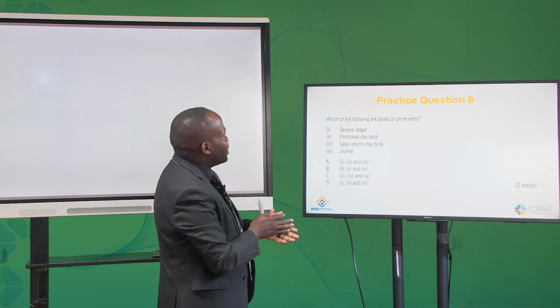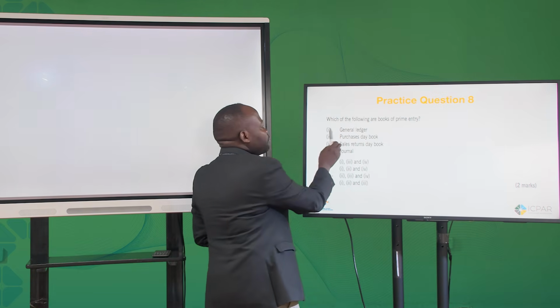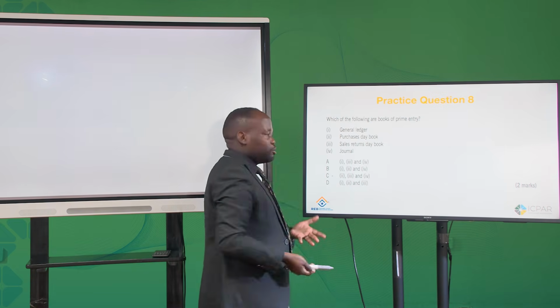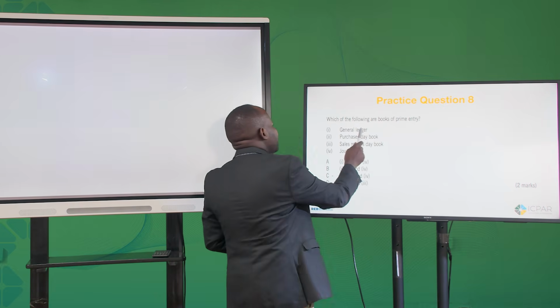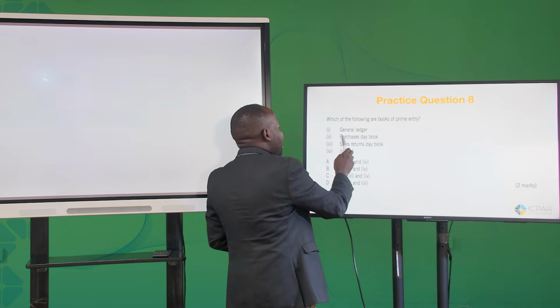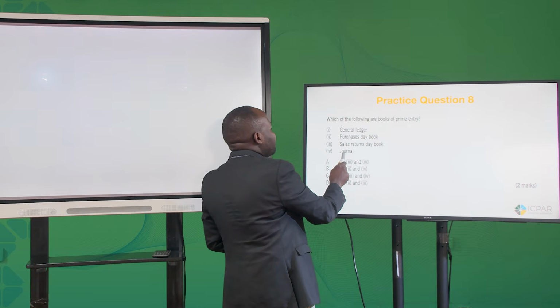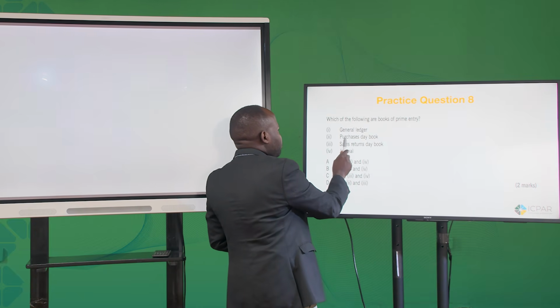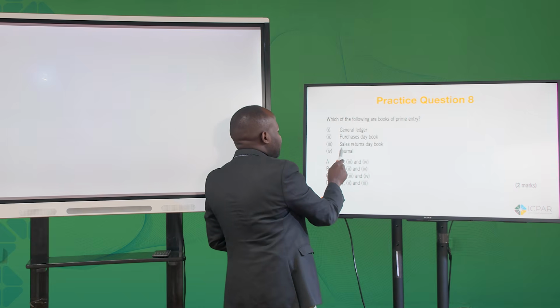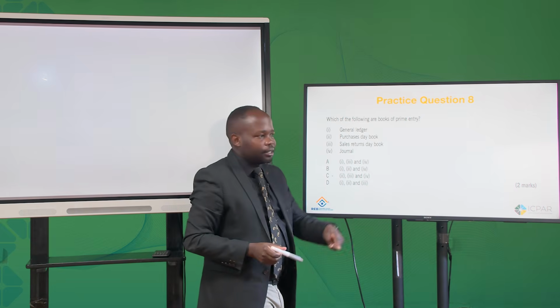Practice question number 8, which is the last question. Which of the following are books of prime entry? We have already covered this over and over. General ledger, no. We have purchase day book. We have sales return day book. We have journal. So we have 2, 3, and 4. Answer is C.